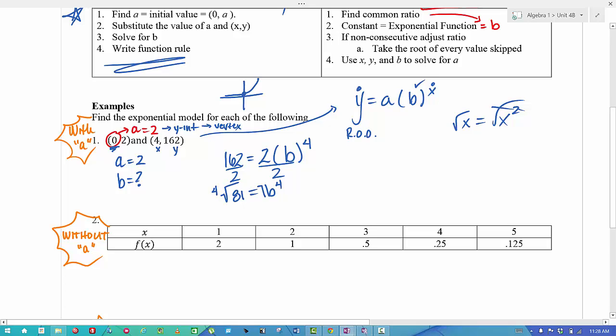And so if this is the first time you've seen it, that's okay. What we'll do is we'll take the 4th root. That just means find a number times itself 4 times. It makes 81. You can put that in your calculator. And what you'll find out is that it's 3. Okay, so we find out that our B value is going to be 3. Guess what? We're basically done with this problem.